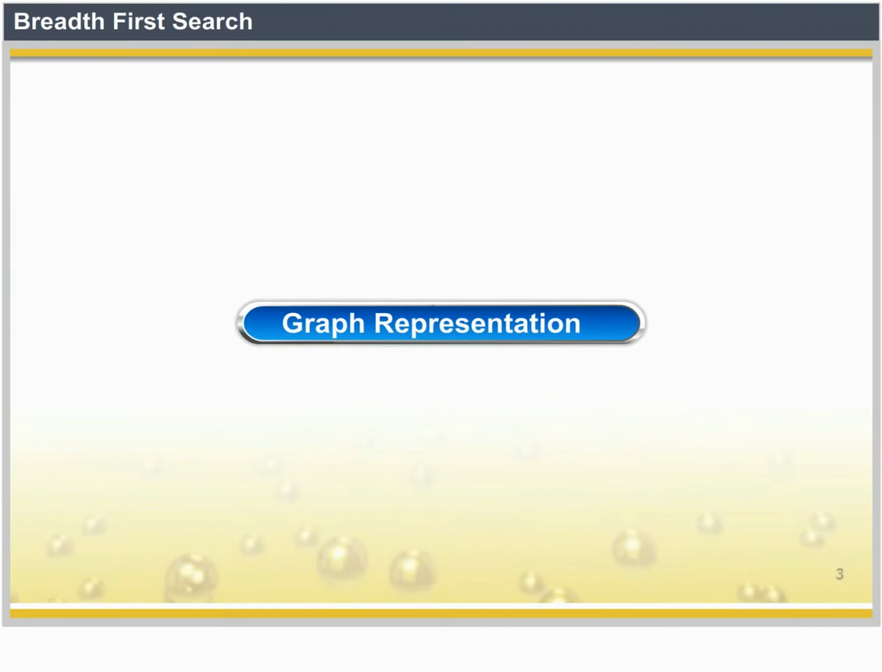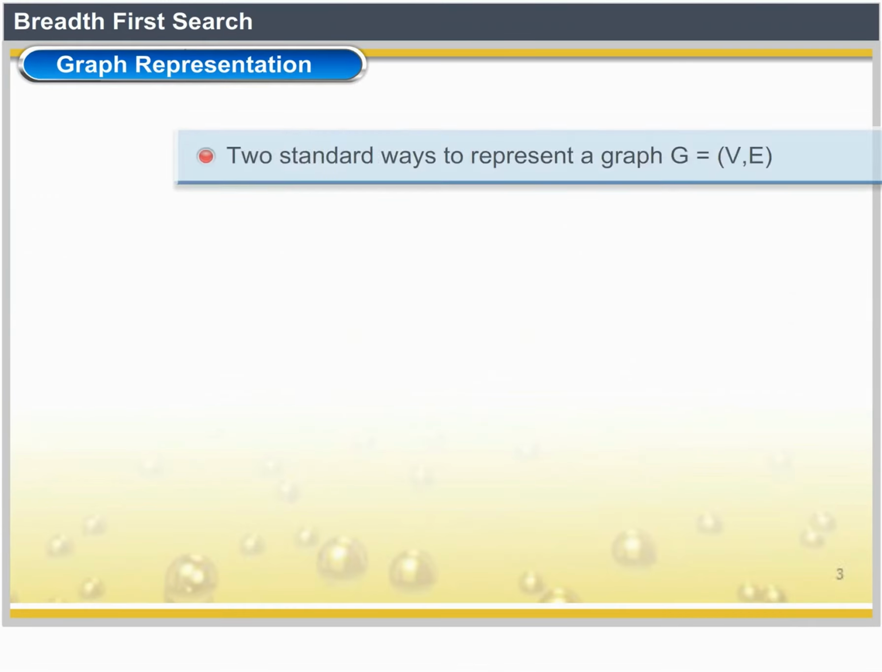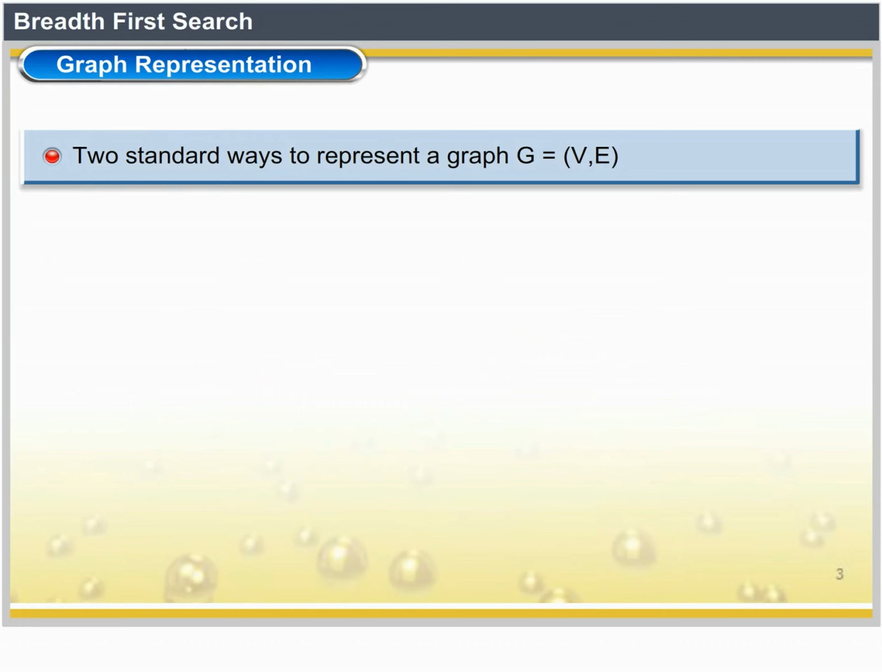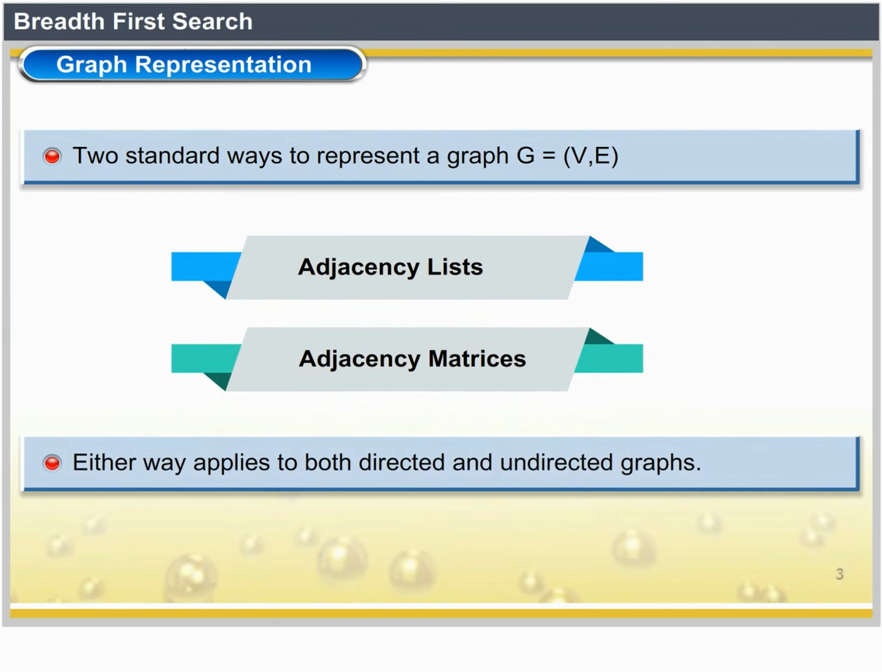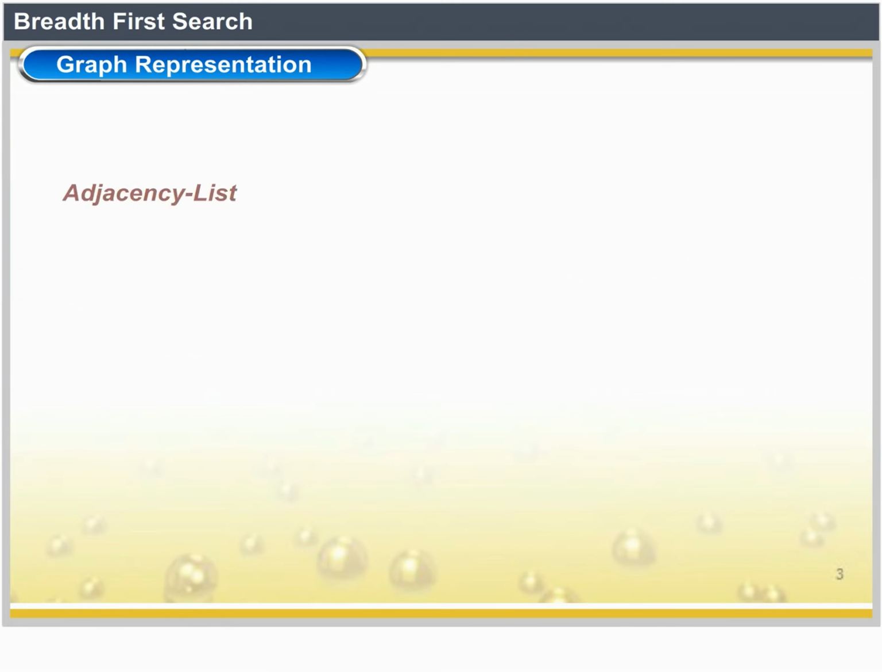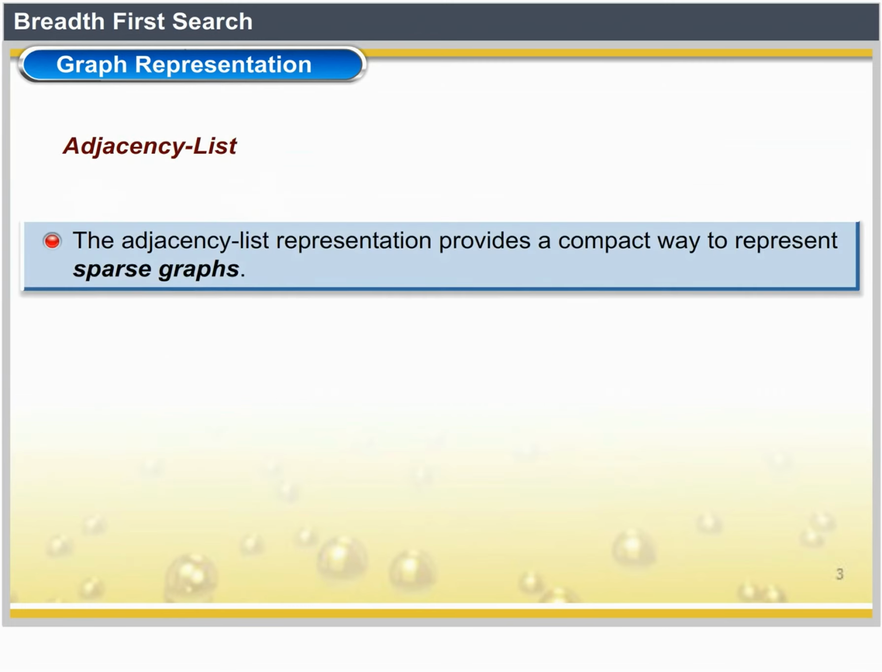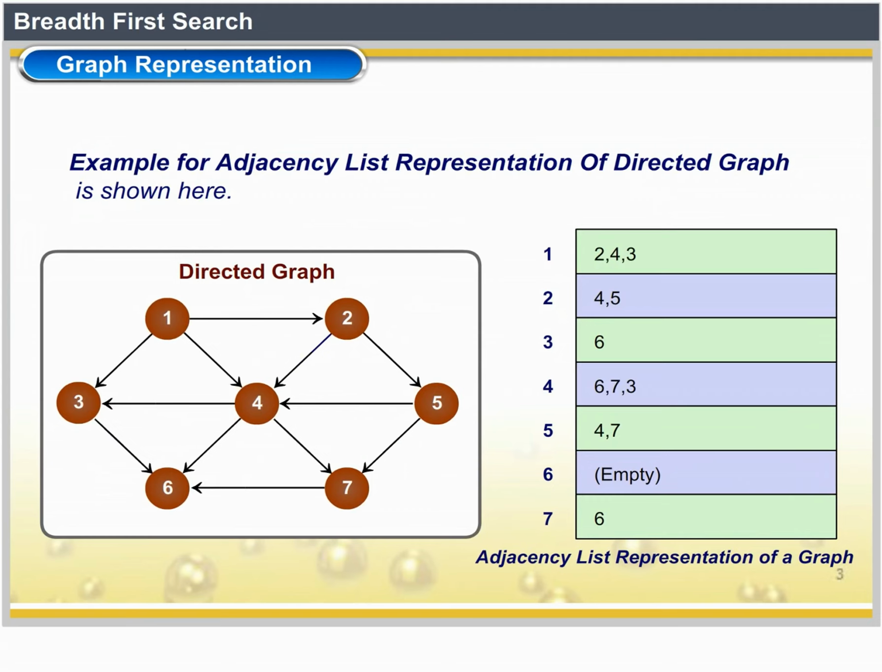Graph representation. Two standard ways to represent a graph G = (V, E): adjacency list and adjacency matrix. Either way applies to both directed and undirected graphs. Adjacency list: the adjacency list representation provides a compact way to represent sparse graphs. Example for adjacency list representation of directed graph is shown here.